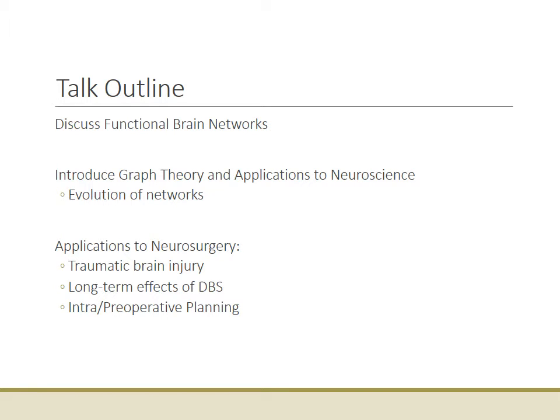So let's start with my outline here. First I'm going to discuss what functional brain networks actually are. Then I want to discuss graph theory and how it interfaces with neuroscience, and specifically the evolution of these networks. And finally, touch on some neurosurgical applications. Those are the three areas I'll lightly touch on.